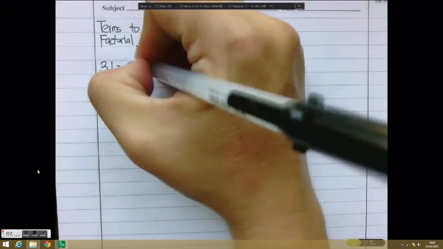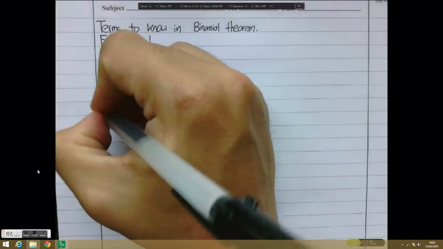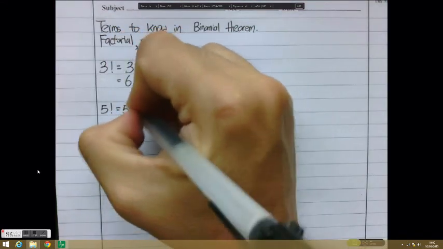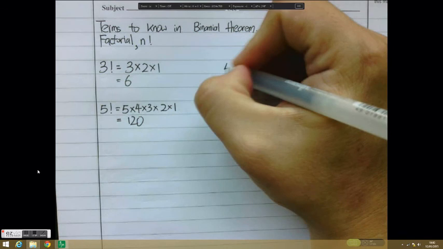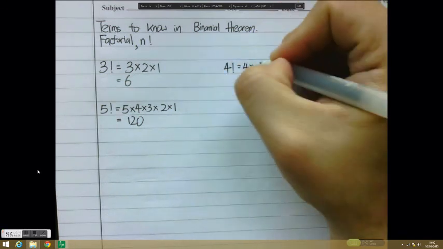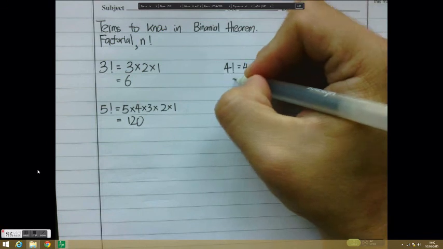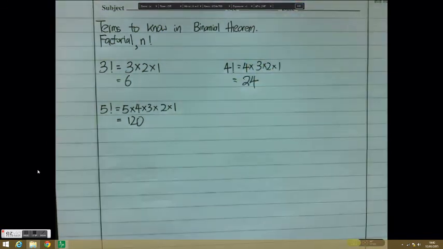For example, if I want to find 3 factorial, 3 factorial is simply 3 times 2 times 1, which equals 6. Another example is 5 factorial, which is 5 times 4 times 3 times 2 times 1, equals 120. One more example is 4 factorial: 4 times 3 times 2 times 1 equals 24. And that's the part on n factorial.